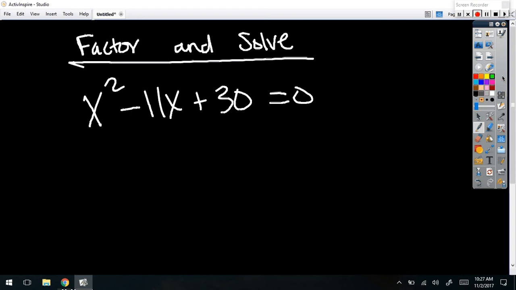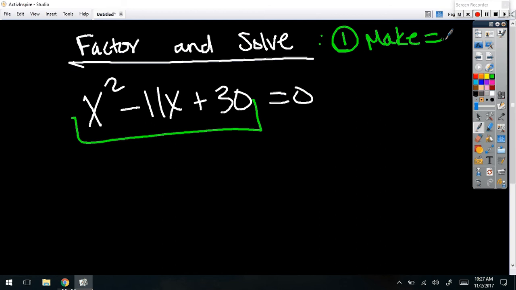Remember we factored the left side. The first thing we did was we made it equal 0. And then we factored.